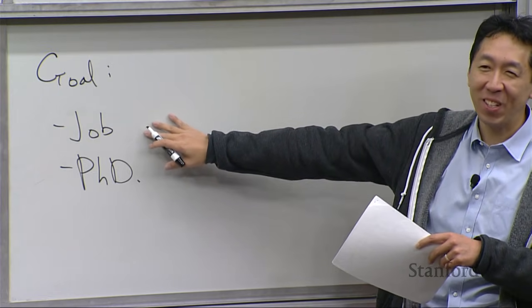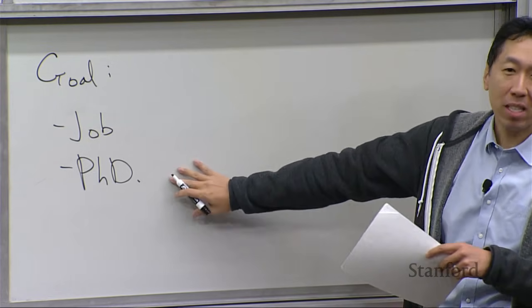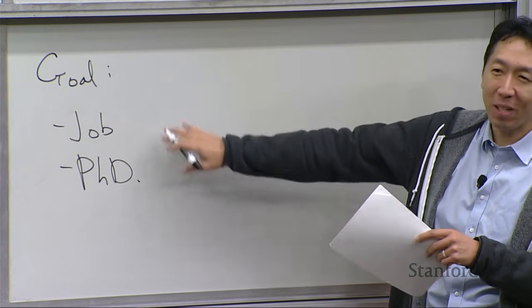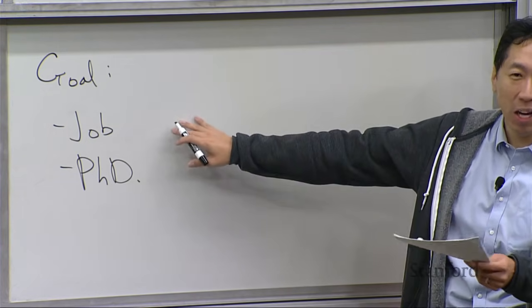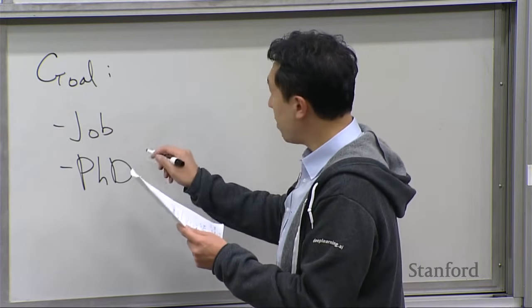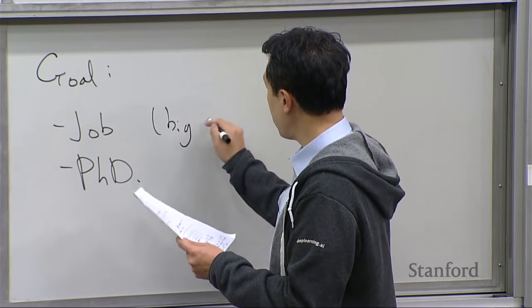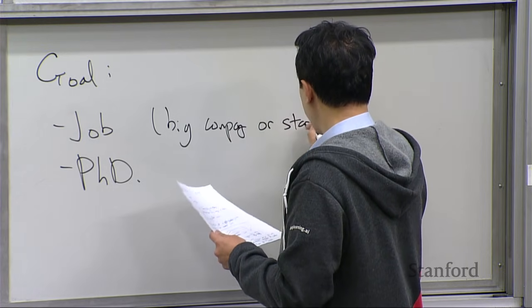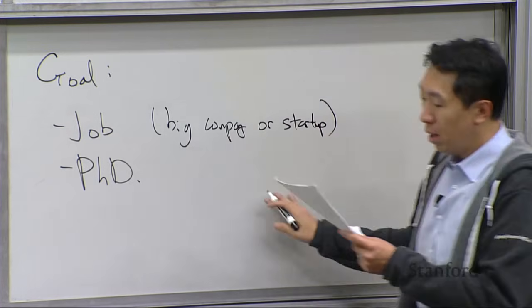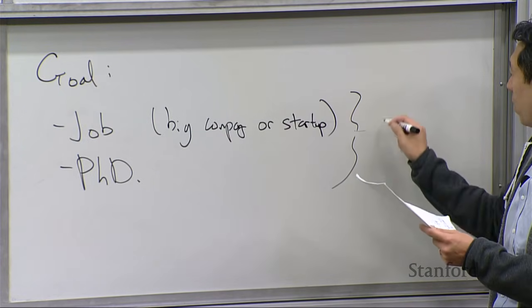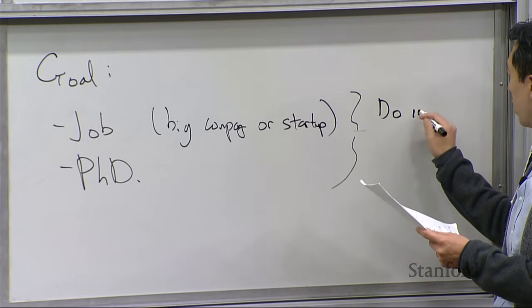Right? I guess there are other alternatives, and some of you want to go on to more advanced graduate studies. And then, even after you get your PhD, at some point most people do get a job after the PhD. And by job, I mean either in a big company, or a startup. Right? But regardless of the details of this, I hope most of you want to do important work.